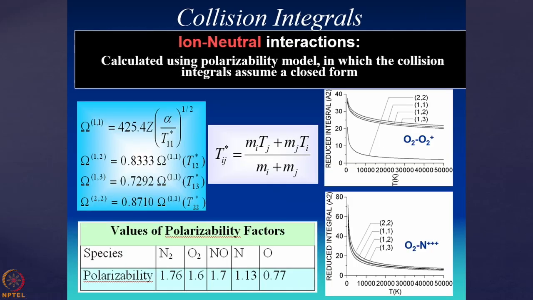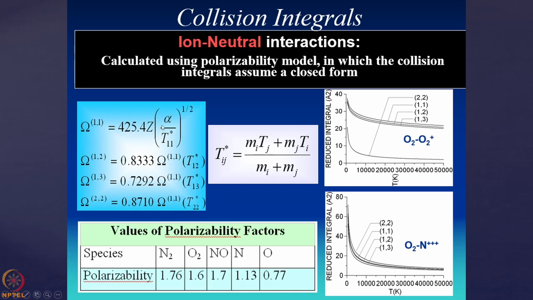Now coming to the ion-neutral cross section. That was electron-neutral and this is ion-neutral. Again this is a charged-neutral interaction, and usually these are calculated using a polarizability model, in which the collision integrals assume a closed form of this type. So this is rather easier to find out. You know that this is again the reduced temperature, expressed in this form, and this polarizability you need to find out. You can see the polarizability for different species is like this, so you have to put the polarizability factor accordingly, then you will get the values.